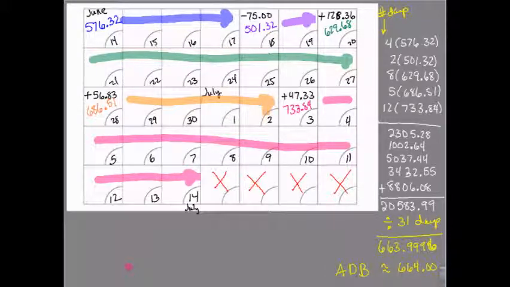Quick checker kind of for you. If your average daily balance is lower than your lowest day or higher than your highest day, there's a mistake. It's going to be between your lowest day and your highest day because it's an average, right? And the average always falls between the highs and the lows. So if you go lower than your lowest day or higher than your highest day, there's a mistake somewhere that you'll need to look for. That's just a really quick check.